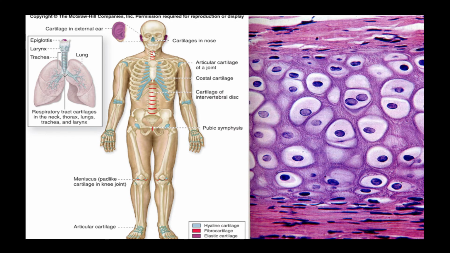The epiglottis is also elastic cartilage, but in other places hyaline cartilage is dominant, present here as you have seen everywhere. Fibrocartilage is present in the intervertebral disc and in the pubic symphysis. This is fibrocartilage.